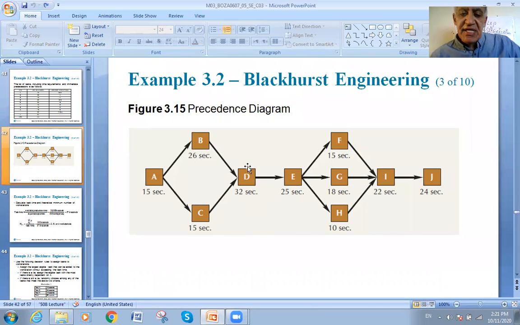That means I will draw the D and I will take an arrow from B and an arrow from C, because D is preceded by B and C. So I will draw D, then from there I will draw A, B, and C. Let me just explain it back. I will do it and explain it on the board.